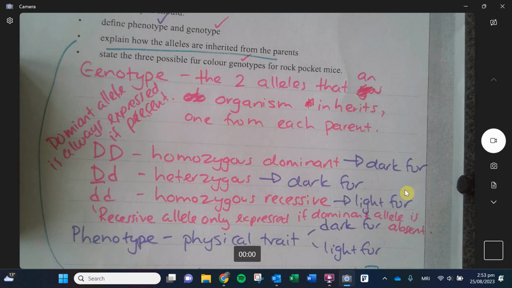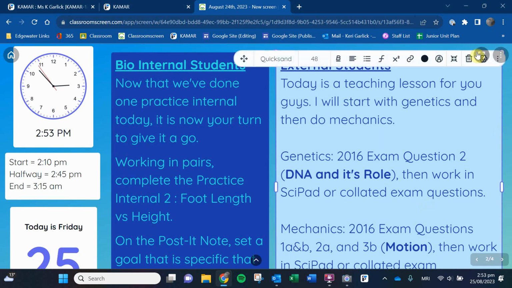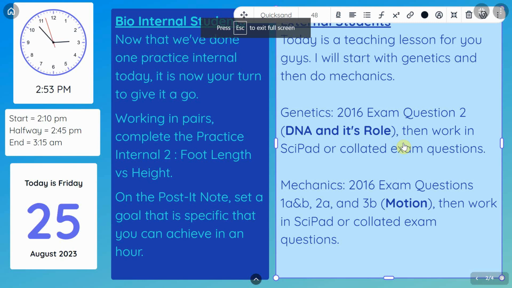Okay? Cool. Okay, so bio kids, or sorry, I should say genetics kids, you guys have a choice on what you want to work on. You can work on the SciPad, or you can start looking at the collated questions. I think I've linked them on Google Classroom. No Brain Too Small has basically taken all of the DNA and its role questions from all the different exam years, and you can do practice after practice after practice just to see how they ask the same question in a different way. Okay?